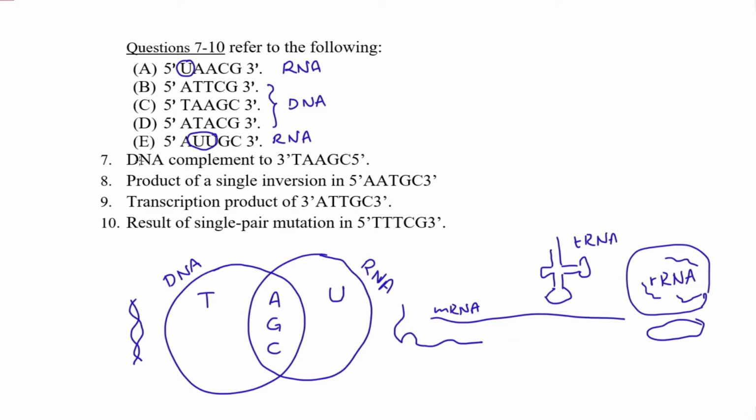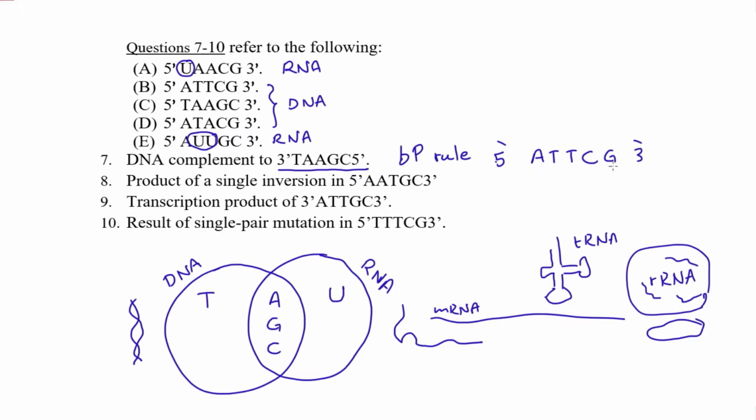Question number 7. A DNA complementary to that segment. It's very easy. By the base pairing rule discovered by Chargaff, you can easily find that T pairs with A. 5 prime first A, and then T, T, C, and G, and finally 3 prime.